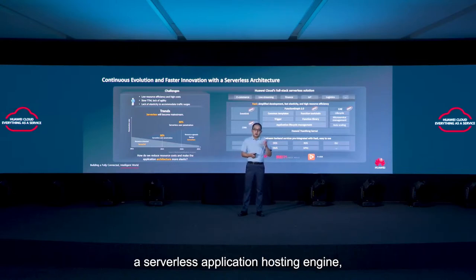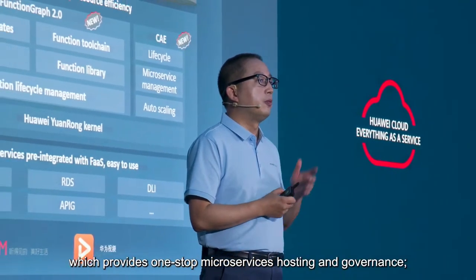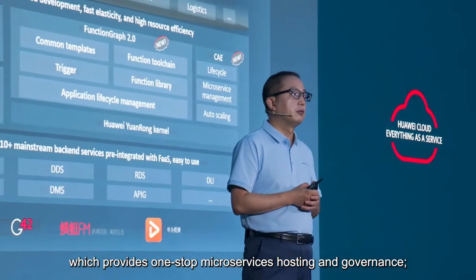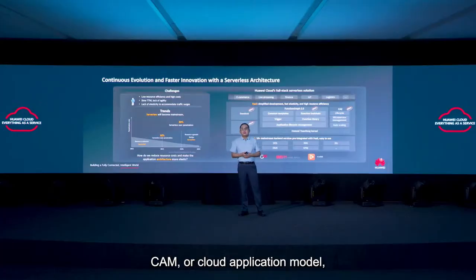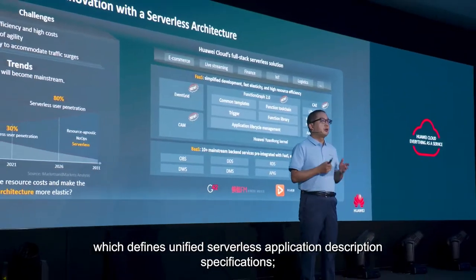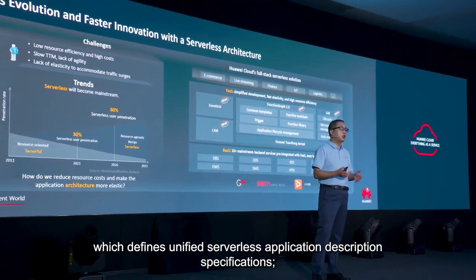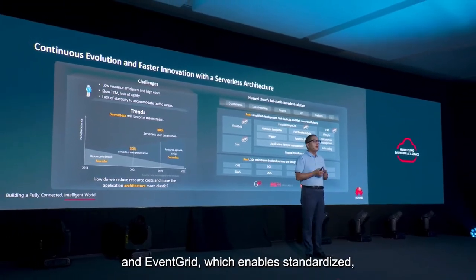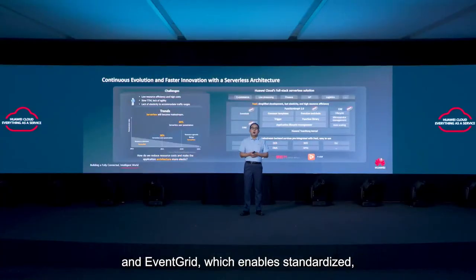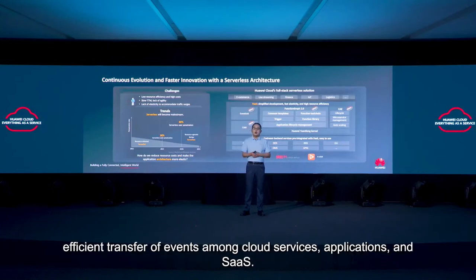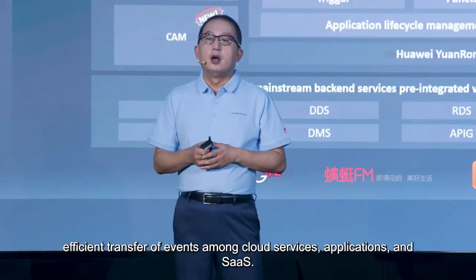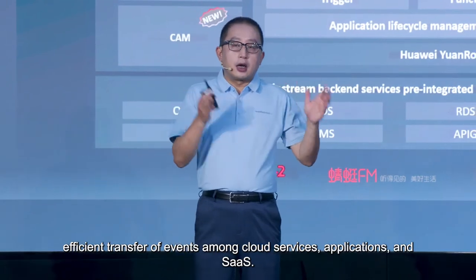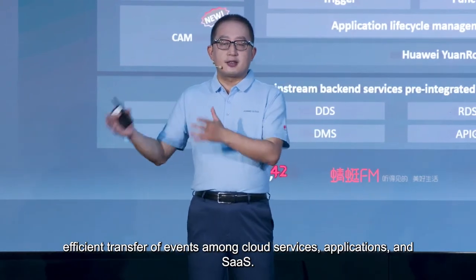CAE, a serverless application hosting engine, which provides one-stop microservices hosting and governance. CAM, a cloud application model, which defines unified serverless application description specifications. And Event Grid, which enables standardized, efficient transfer of events among cloud services, applications, and SaaS.